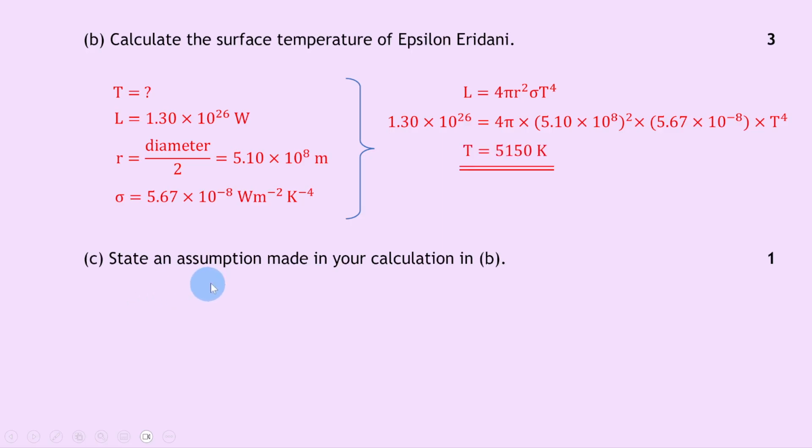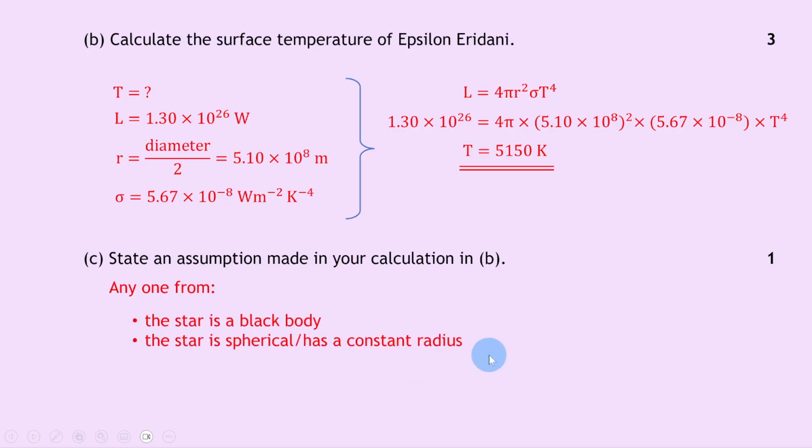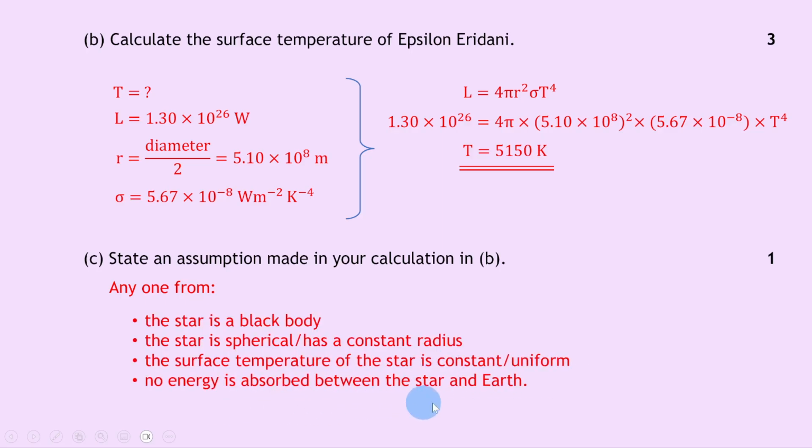Lastly, part C says to state an assumption made in your calculation in part B, and there's 1 mark available here. Well, you could state any one from the following assumptions here. You could say that the star is a black body, you could say the star is spherical or has a constant radius, you could say the surface temperature of the star is constant or uniform, or lastly you could say no energy is absorbed between the star and Earth.